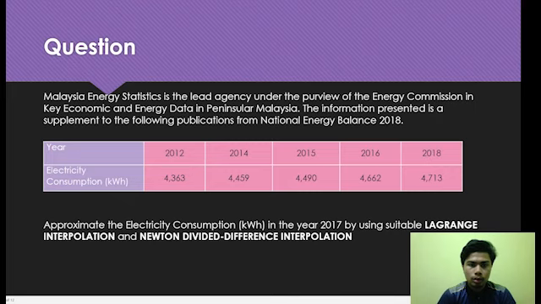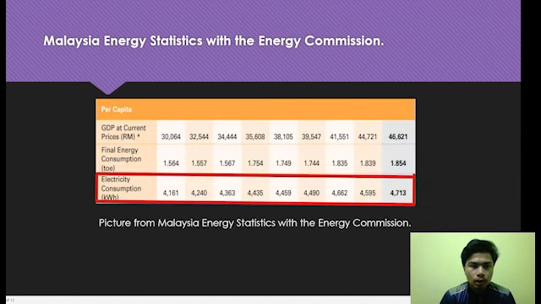Today, our task is to make a question based on the topic of interpolation. So, our question is: Malaysia Energy Statistics is the lead agency under the purview of the Energy Commission in key economic and energy data in Peninsular Malaysia. The information presented is a supplement to the following publication from the National Energy Balance 2018. So, this is our data. For the question, approximate the energy consumption in the year 2007 by using suitable Lagrange interpolation and Newton divided difference interpolation. This is the data that we get from Malaysia Energy Statistics with the Energy Commission.